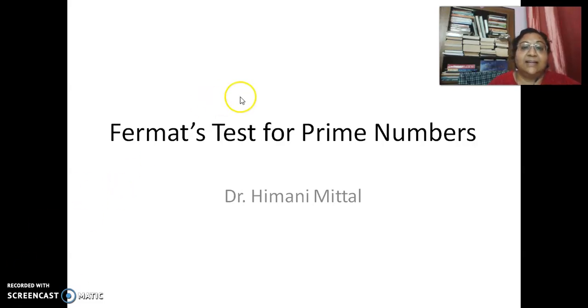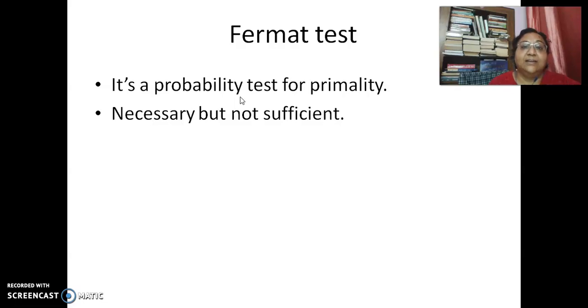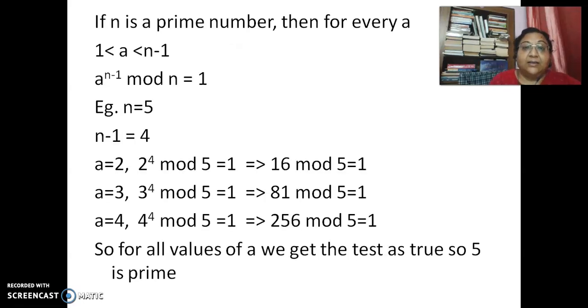So let us look at the method. This particular test is a probability test for primality. That means its results are not 100% accurate. It is a necessary condition. Whatever conditions we will study under the Fermat's test, those are necessary to be true, but they are not sufficient. That means if we have not tested for a sufficient number of values, then we cannot give 100% confidence that the answer will be correct. So this is the formula for the Fermat's test.